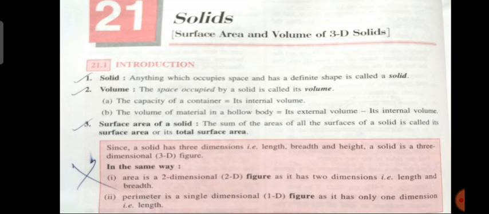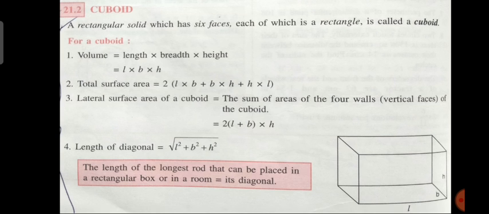And then please write the definition of volume. Please write as heading, and write the definition of solid, volume, surface area, and also two-dimensional figures. These should be written in your notebook. And then write the definition of a cuboid, and then the volume, total surface area, lateral surface area, and length of diagonal. These four equations in your notebook. Okay, for this cuboid, and draw this cuboid in the corner side also.